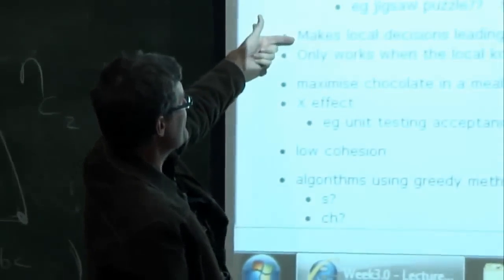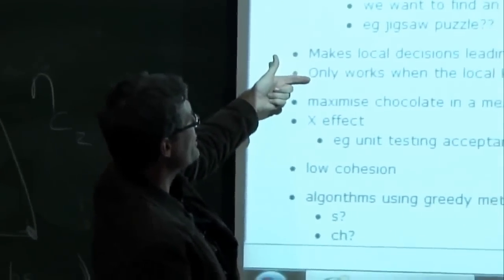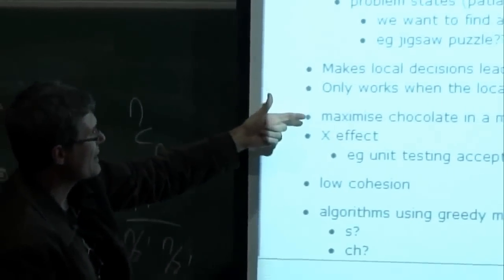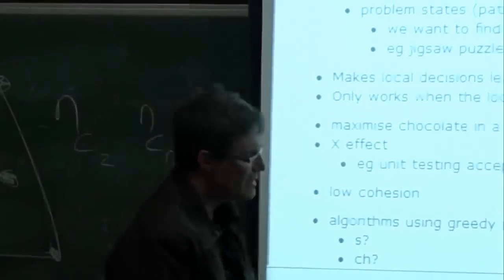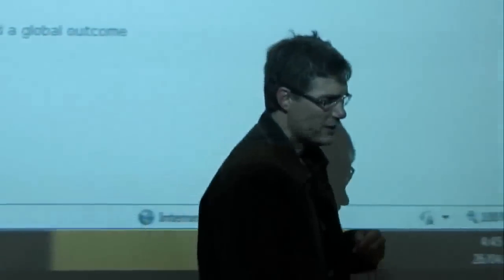Jigsaw puzzles, two general approaches. Make local decisions leading towards a global outcome. Only works when the local knowledge helps the chooser towards a global outcome. If you want to maximize the amount of chocolate in a meal, here we go. I'm going to a restaurant. I love chocolate.